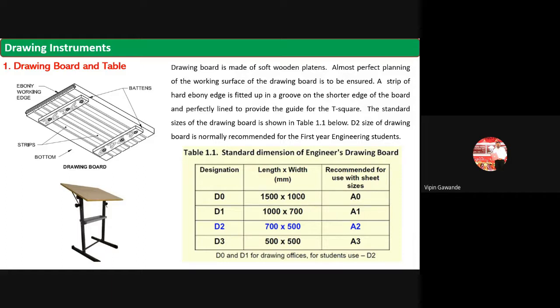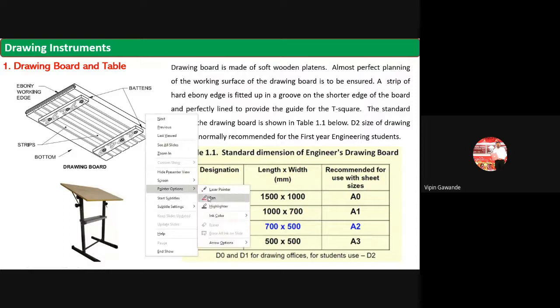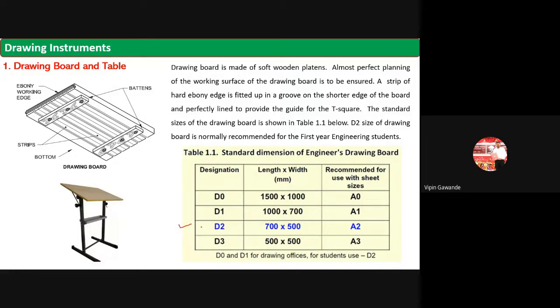They will provide, suppose, D2. For first year engineering students, the D2 type drawing board is recommended, so you have to remember this one, D2. They may give the dimensions of the D2 size drawing board. MCQ questions will be asked something like this: for a D2 size drawing board, which type of paper is used? Here an A2 size paper is used for the D2 size drawing board.